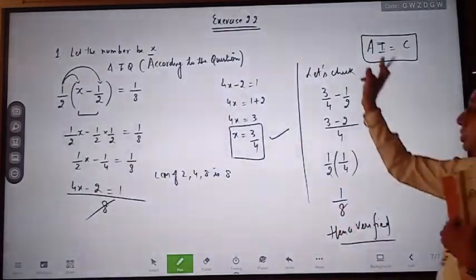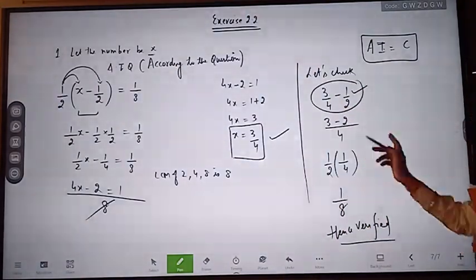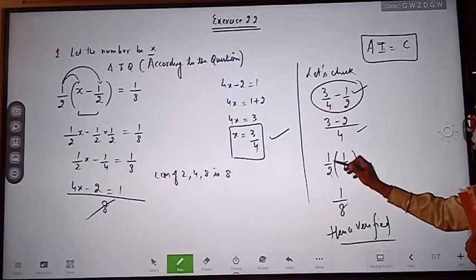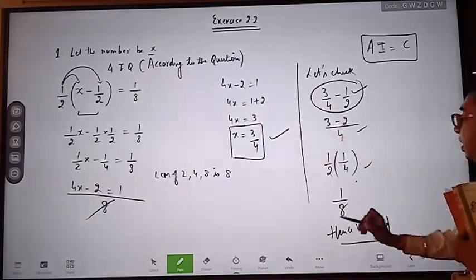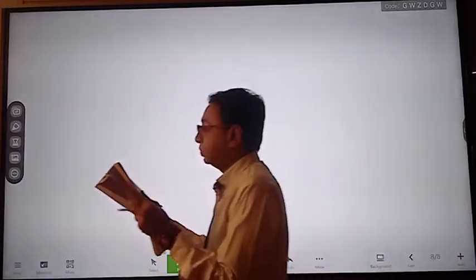If you clearly see, 1 by 8. From a number subtract half. We did it. Multiply the result. What is the result? 1 by 4. Multiply the result with half. We get 1 by 8. It's true. Clear? Next. Question number 2.